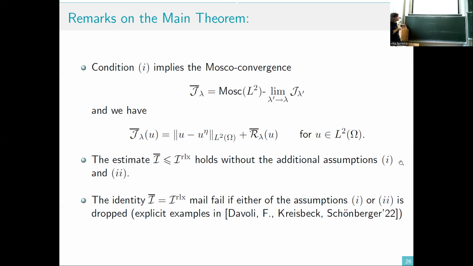And also one thing that we prove, because you could wonder if the assumptions in the main theorem are really necessary as they are. If they happen to fail, then this identity may fail. And then we have explicit examples where we prove these facts.